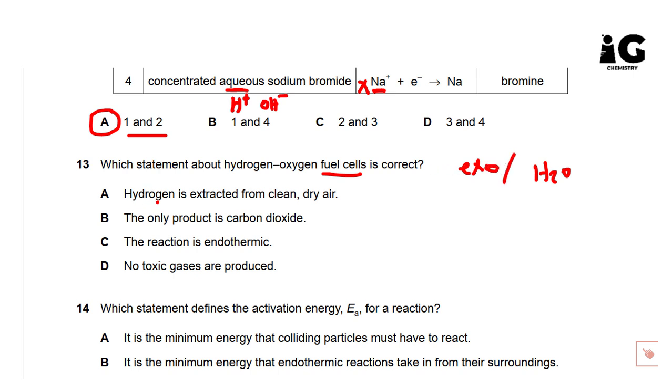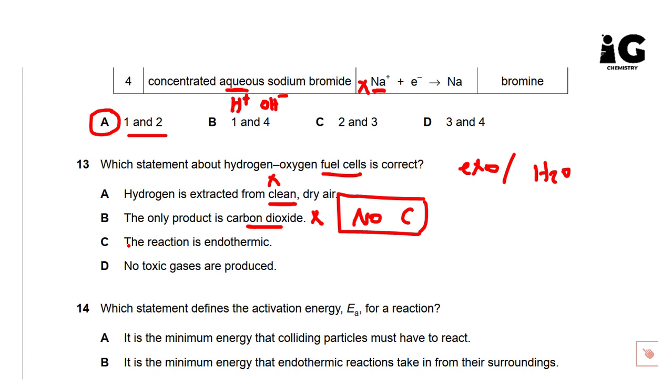Letter A, hydrogen extracted from clean dry air. This is completely wrong, because we studied before that we can extract hydrogen from methane, CH4. B, the only product is carbon dioxide. This is also completely wrong. No carbon dioxide. Check, here we have hydrogen, oxygen, fuel, no carbon, so no carbon dioxide.